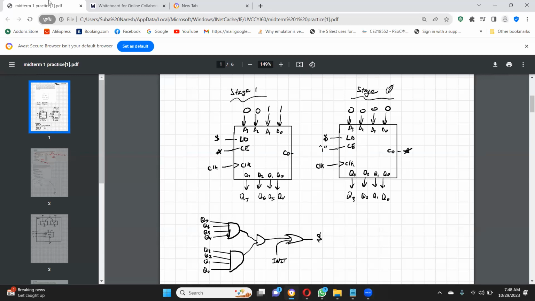So when this reaches 1 1 1 1 and the carry out goes here, it will go to the next stage. So what will happen to these values? Which value? These ones. Will it keep counting these or no?